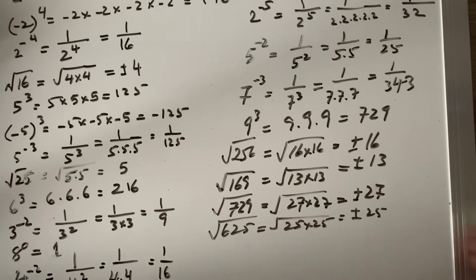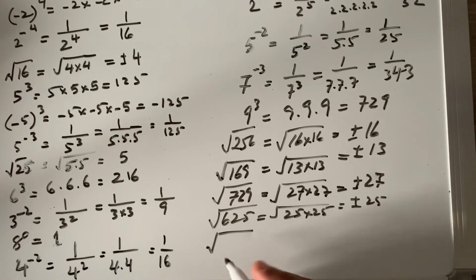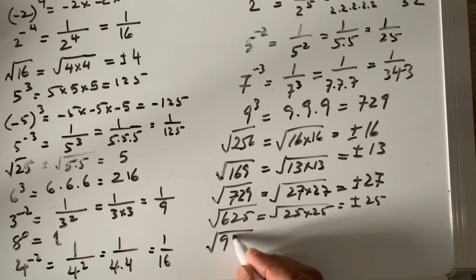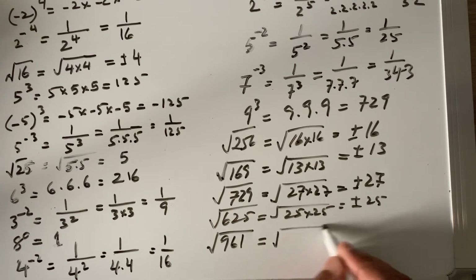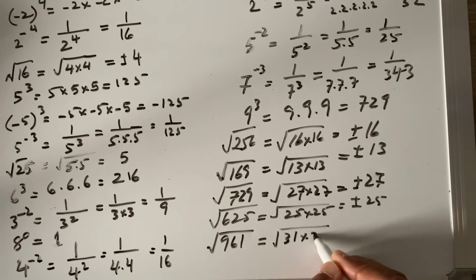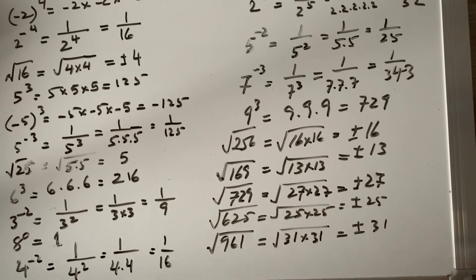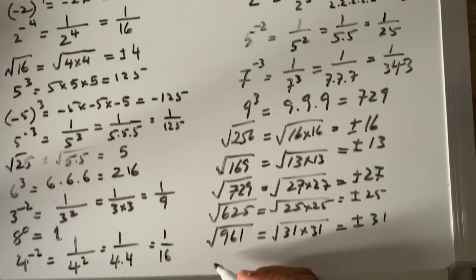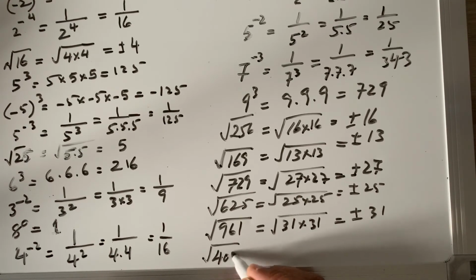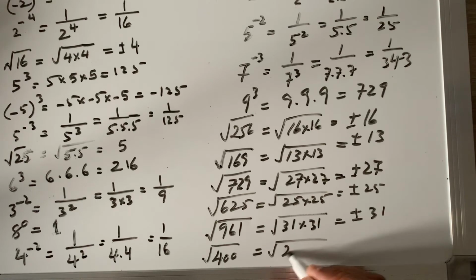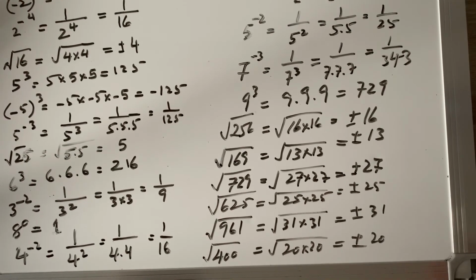The next question could be any number which is famous. 961 is also asked in the EQAO exam. So 961 is the product of 31 into 31, and it can be paired up as plus minus 31, right? Let's try one more, because I have one space. The square root of 400 can be paired up as 20 times 20, which is equal to plus minus 20, and that is your answer.